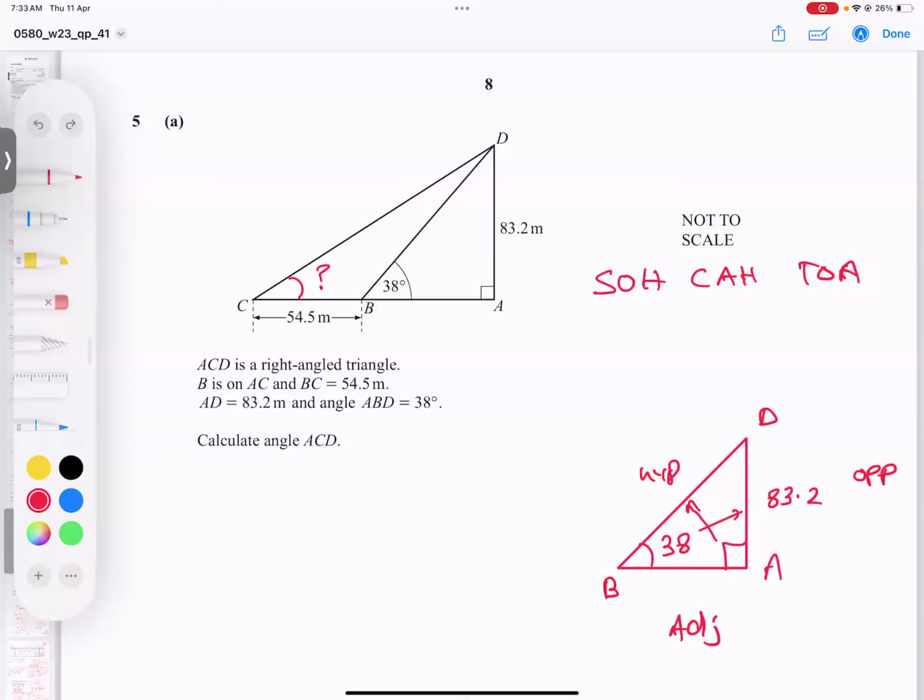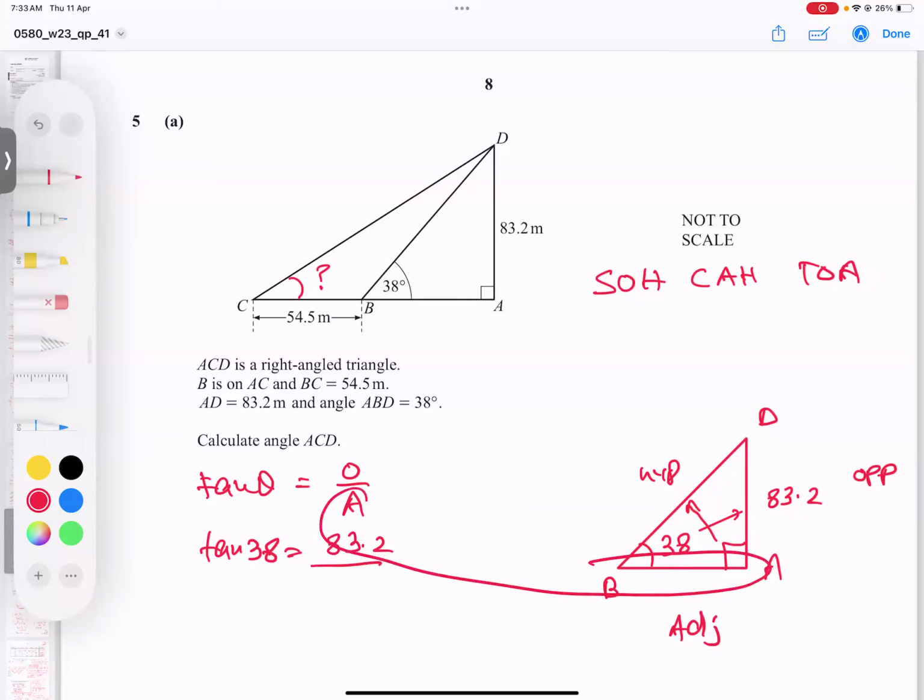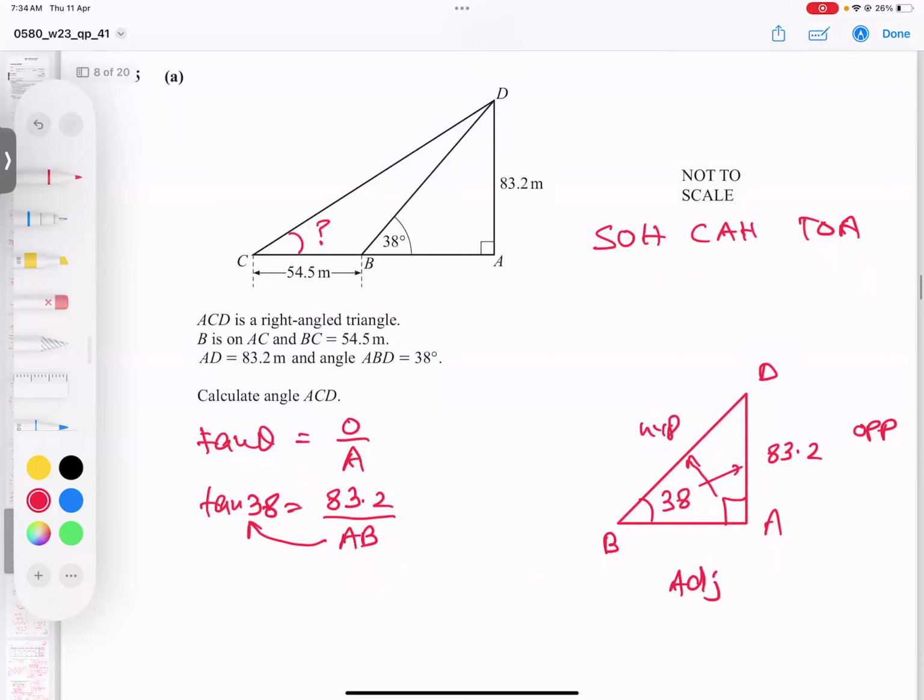T stands for tan. So let's apply tan theta. So tan theta is equal to opposite by adjacent. And theta is 38, and opposite is 83.2. Adjacent is AB or BA, no problem. I'm writing AB. So AB will multiply first there. There is a chance of mistake here. Some students make mistakes while shifting, so be careful.